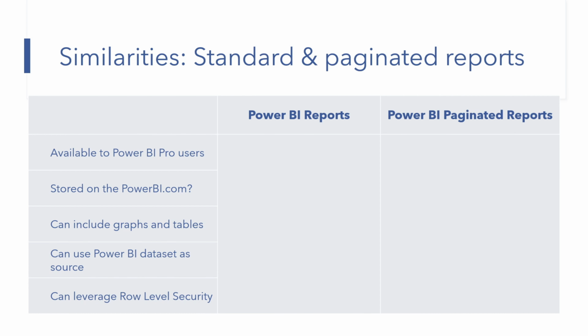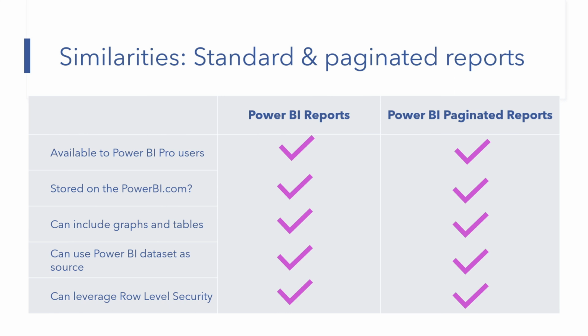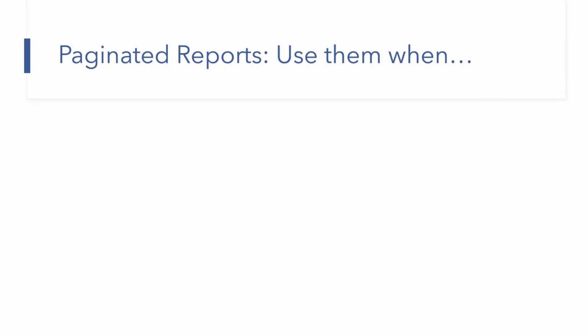We've covered what's different between a standard Power BI report and a paginated report, so what's the same? First, both kinds of reports are available in Power BI Pro, a huge improvement from the time when only Power BI Premium licenses had access. Both kinds of reports can be stored in the Power BI service, meaning they can live in harmony with each other in workspaces and apps. They can both, of course, use visuals such as graphs and tables. If you haven't already figured this out, you can use Power BI datasets as your data source for both kinds of reports, and you can leverage row-level security for both.